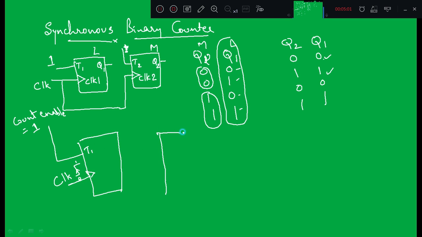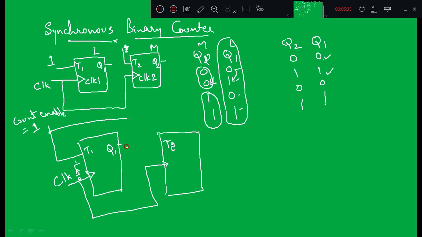So when the first flip-flop toggles, you can observe in this truth table, okay? When Q1 toggles, Q2 should not toggle. That means I cannot connect count enable directly to T2, right? So what I'll do here: second flip-flop remains in its previous state when T2 is equal to 0, right? So how can I make T2 equal to 0? What I'll do here, I'll take this count enable, and I'll take Q1. Here Q1 is nothing but the previous value.